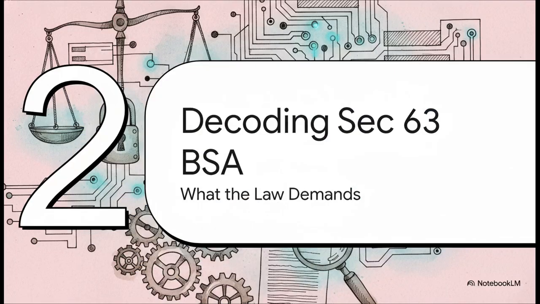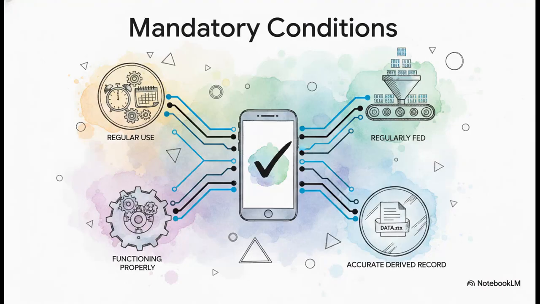Moving right along to Section 2, Decoding Section 63 BSA, What the Law Demands. To even get your foot in the door here, you have to prove 4 baseline conditions. First, the device that produced the record had to be in regular use at the time. Second, the information was regularly fed into it during the ordinary course of your activities. Third, the device was actually functioning properly, or at least if it wasn't, the malfunction didn't mess with the data's accuracy. And lastly, you have to show that the information you're presenting is an accurate derived record.